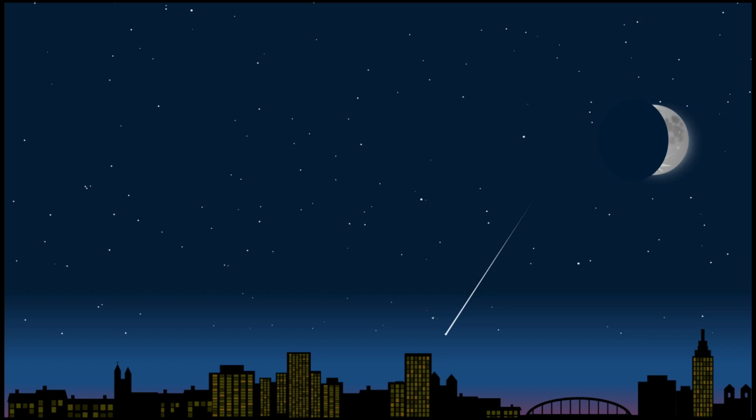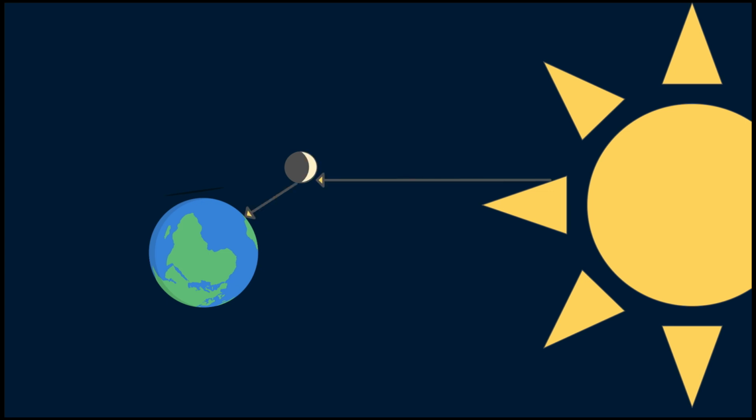Next, right after a new moon, we see a phase called waxing crescent, where just a small portion of the moon is illuminated. This happens because the moon is no longer directly in between the earth and the sun, so the sun can shine directly on a tiny sliver of it.